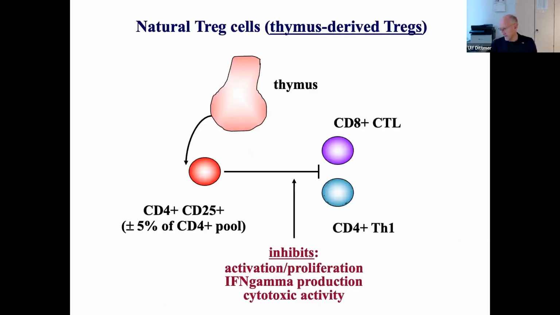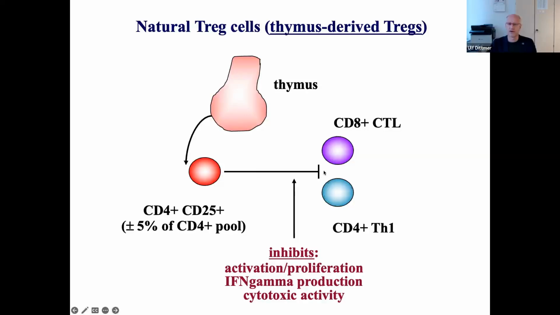So now in the current literature, we define two different populations of Tregs. The first one is called natural Tregs, or now more and more called thymus-derived Tregs, because that's where they come from. So they are directly educated in the thymus and come directly from the thymus as CD4, CD25 high. So they express a lot of the IL-2 receptor. And they make up about 5% of the CD4 T cell pool. So 95% are effector CD4 cells, 5% are the counter-regulators, the regulatory T cells.